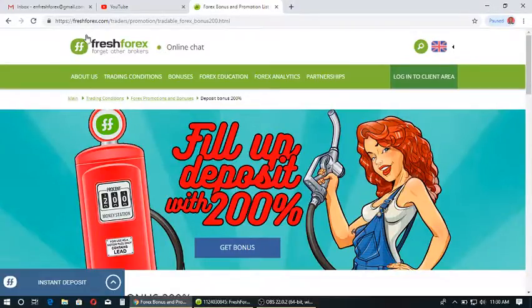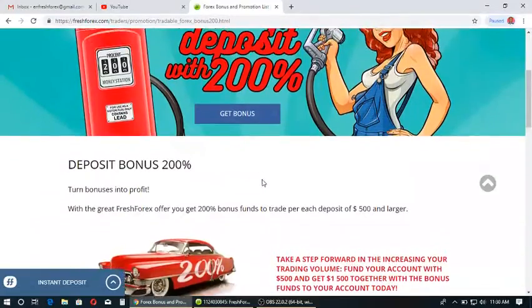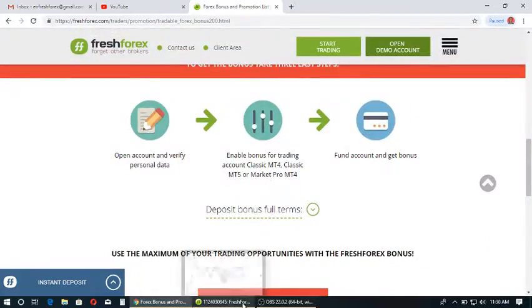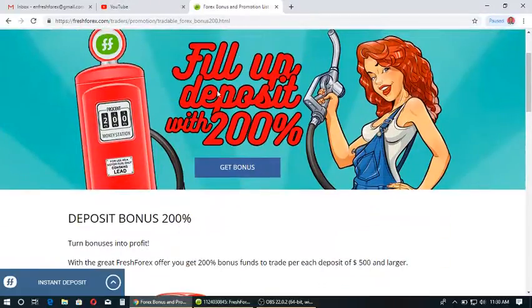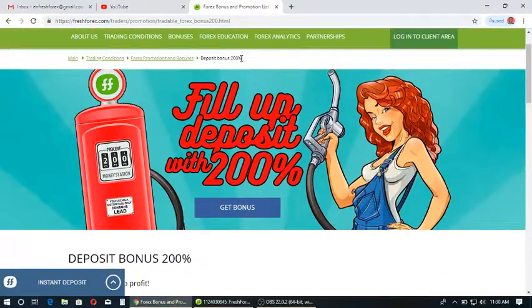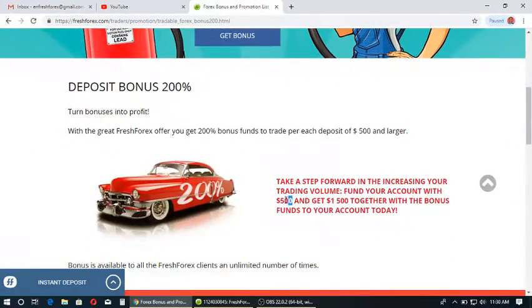I'm currently at the main site of FreshForex. As you can see, we are on the bonus page. So first things first, let's mention this clearly. I'm saying this because somebody sent me an email requesting to know how they can get this bonus. Apparently they had deposited 500 USD and they needed the money increased to around 1,500 through the bonus.